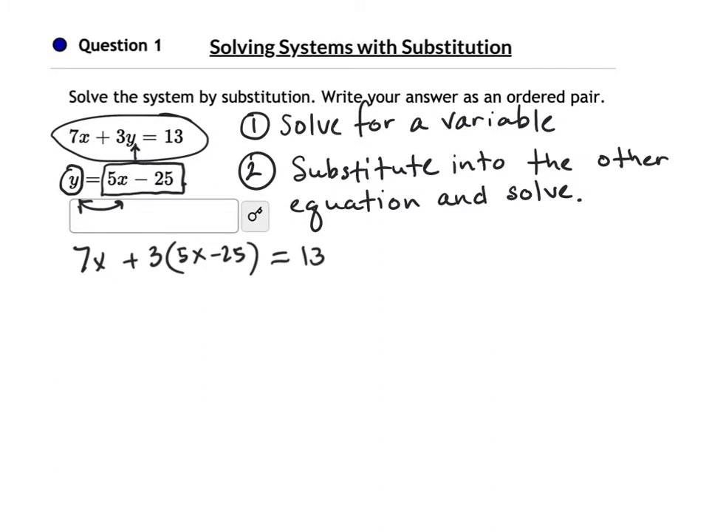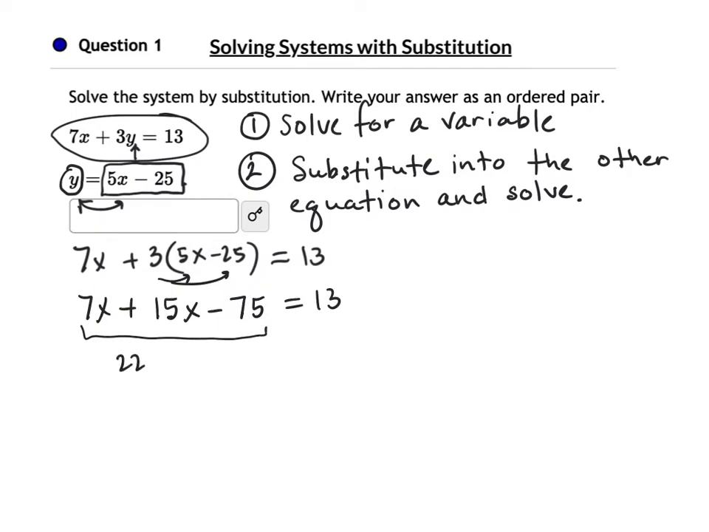We can solve that. 7x plus, I'm going to distribute and take the 3 to both. 3 times 5 is 15, so that's 15x. 3 times 25 is 75. Notice I bring down that minus. Equals 13. Always simplify whenever possible. 7x plus 15x is 22x minus 75 equals 13. Get the x by itself. The first step is to add 75 to both sides.